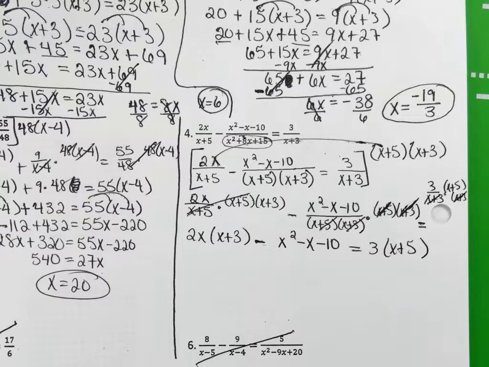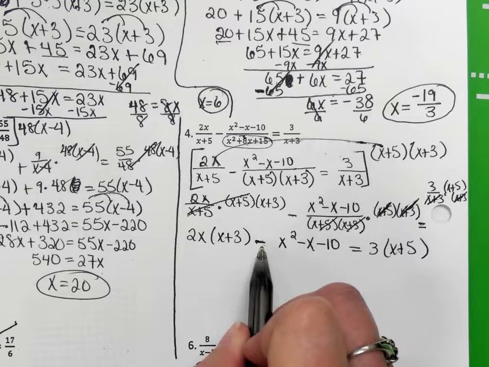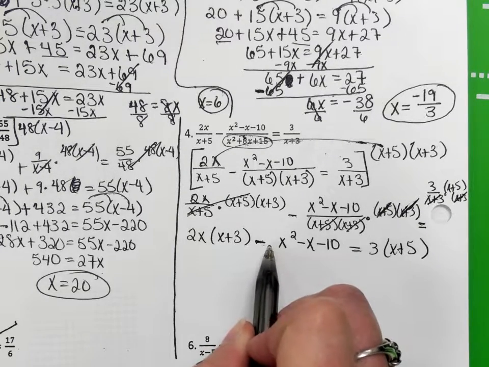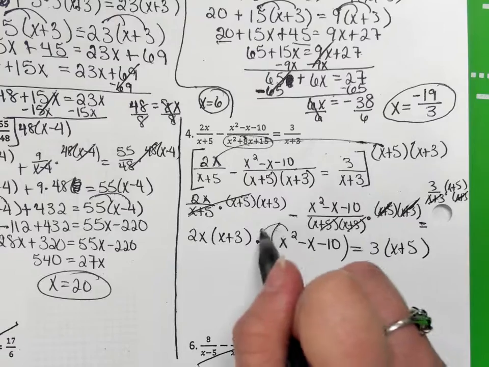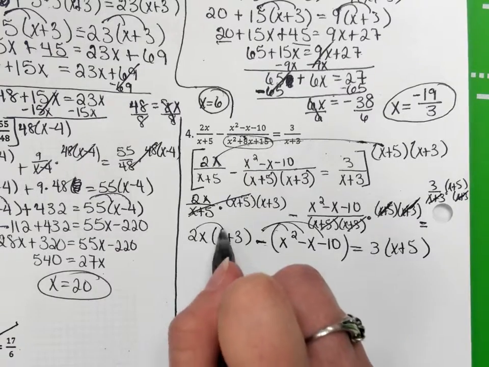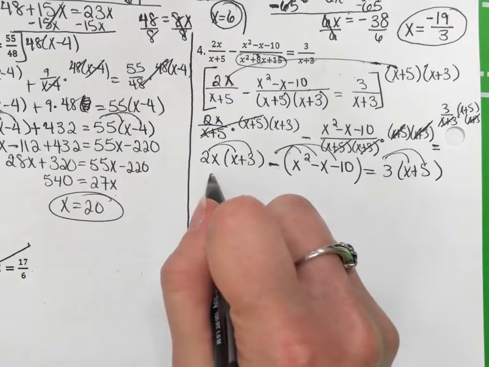Okay, when you get there, hold off a minute. Alright guys, so here's the deal. That middle piece right here, this x squared minus x minus 10, all of that is being subtracted. So if all of that is being subtracted, what do I have to use around it? Parentheses. Because now I got to distribute that negative to all three of them. Like I've got to distribute the 2x and the 3x. Alright, so here we go. Let's distribute.